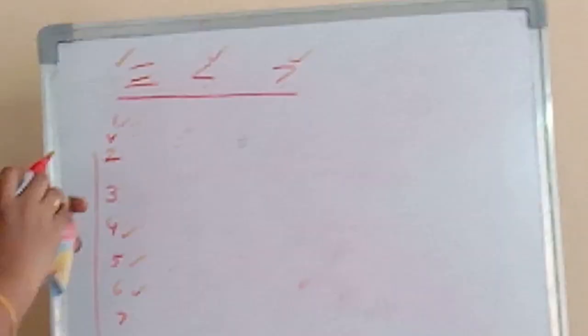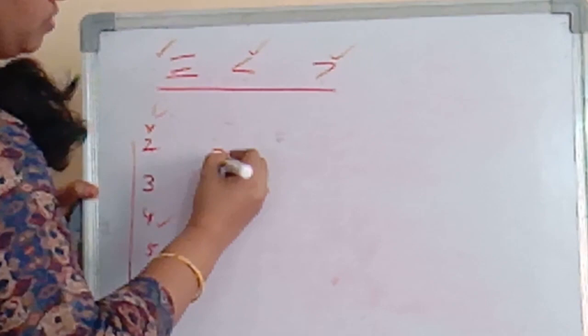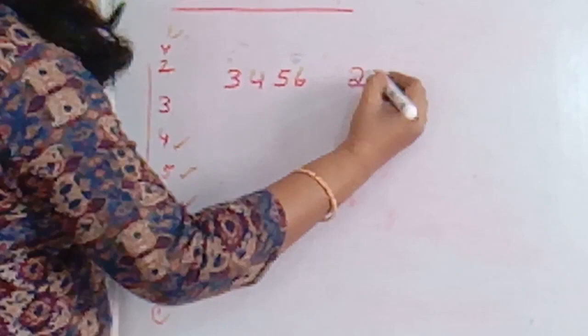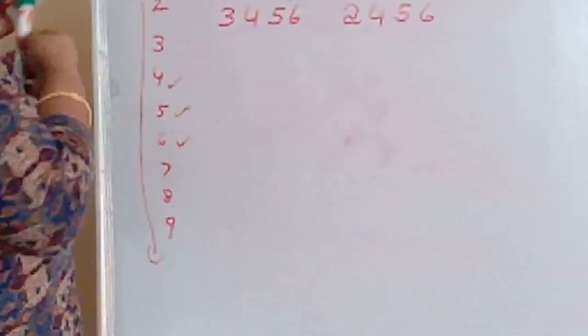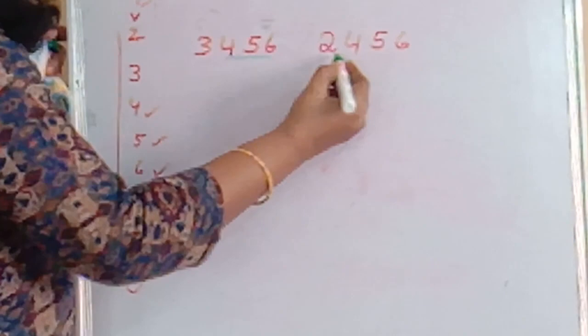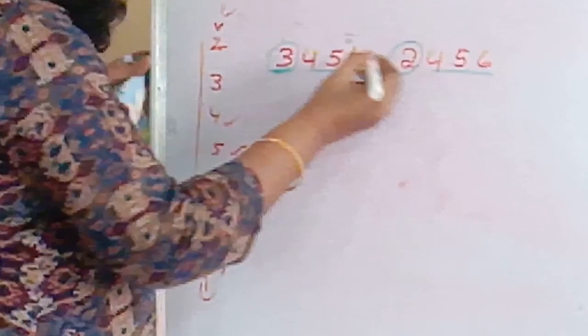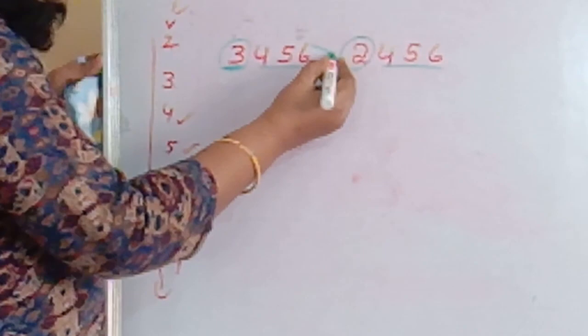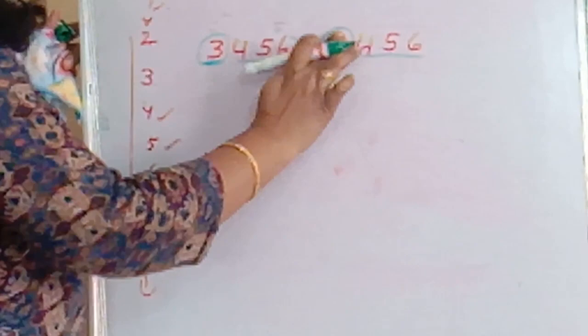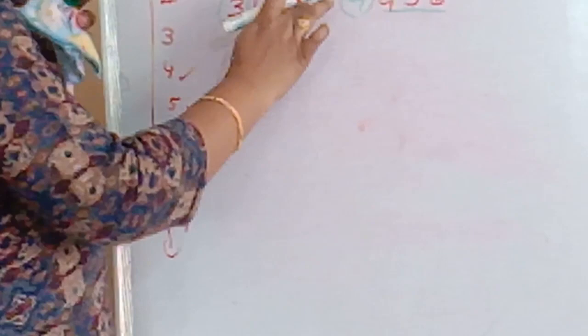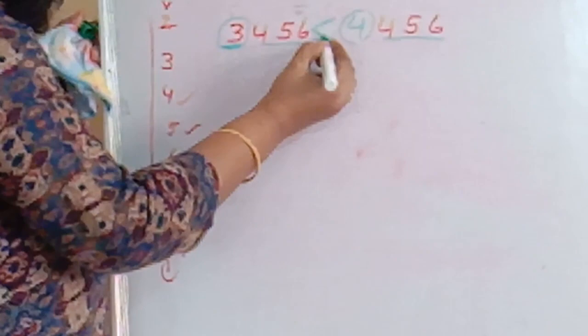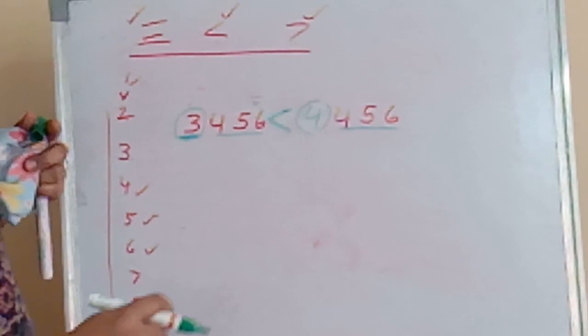One more example we are discussing. 3456 and 2456. These three digits remain same. But first we have to go from the left. We should consider these two numbers, 3 and 2. Which is greater? 3 is greater. So blindly we can write greater than. Suppose if it is 4, then we should write less than, because 3000 is lesser than 4000. So we should write like this.